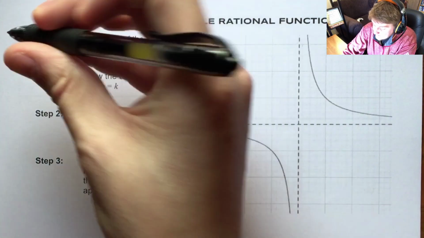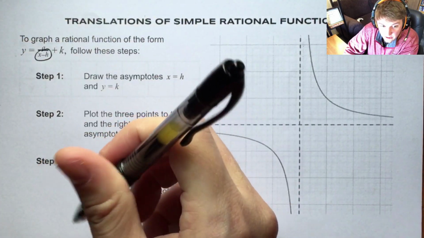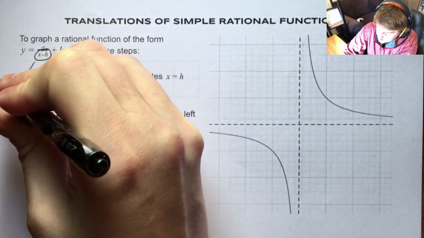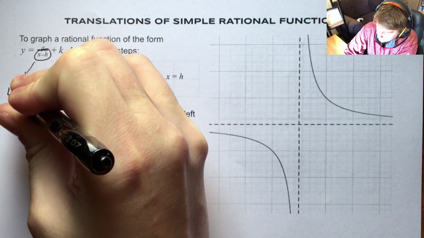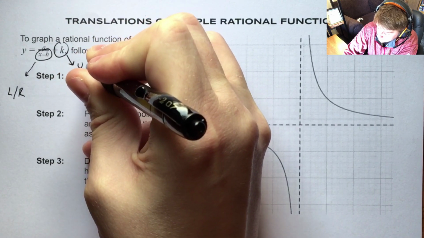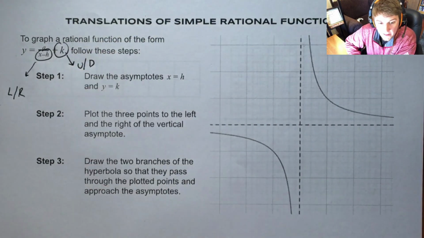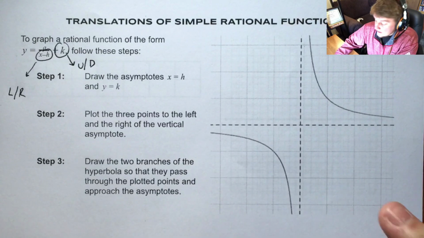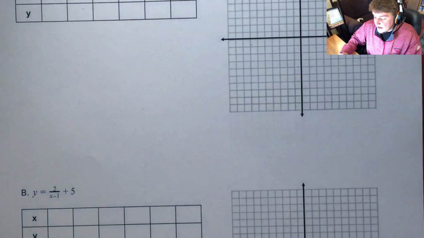Again, this value here is going to move it left or right. And then this value here is going to move it up or down. And we're going to see that happen when we actually graph, which is about to happen right now.